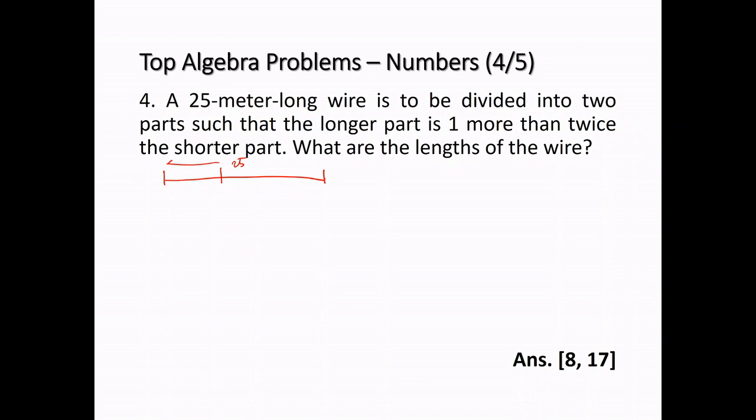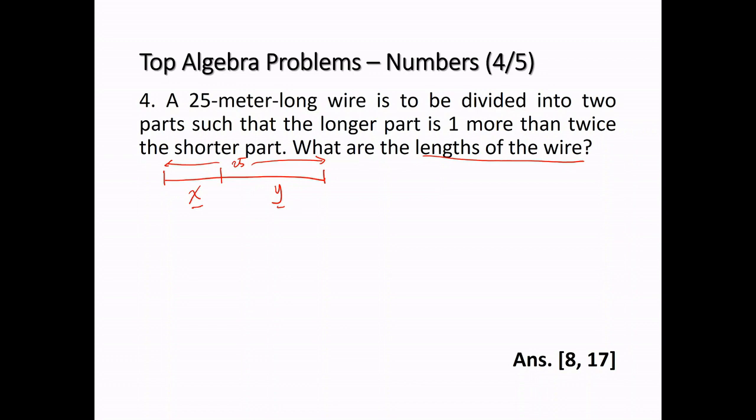And such that the longer part is 1 more than twice the shorter part. So the length is 25, and then we can assign x and y on the other side. Okay, so x is the length of the shorter one, then y is the longer part of the wire. If you notice, the question is what are the lengths of the wire. Because it is divided, the question is asking for the length of x and the length of y.